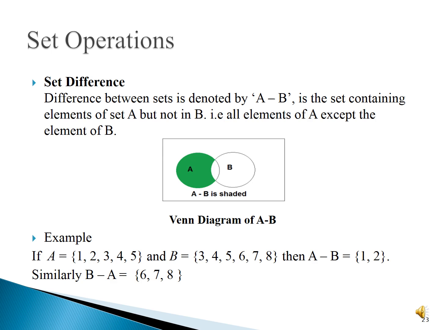Then 5 is an element of B but it is also an element of A, so it will not be included. Then 6 is an element of B but it is not included in A, so it will be included in B minus A. The next, 7, is an element of B but not an element of A, so it will be included in B minus A. Again 8 is an element of B but not of A, so it will be included. So in B minus A we will get 6, 7, 8, and we should know that A minus B is never equal to B minus A.